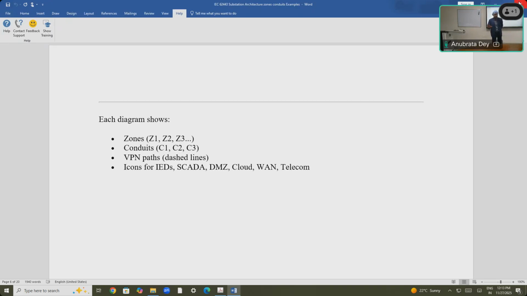Any other questions before I move on? No, there's only one conduit. Remember the architectures we talked about: zone one and zone two have only one conduit. Zone one is connected to zone two via one conduit. Zone two is connected to zone three via another conduit, and that conduit will have a firewall or all kinds of security there.